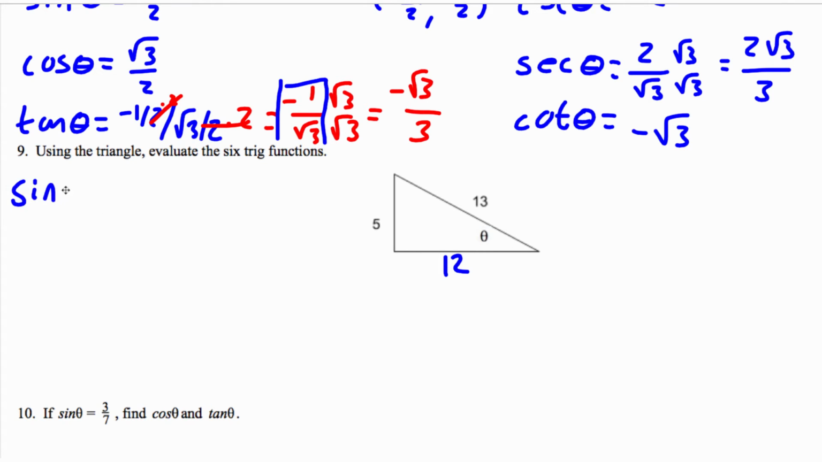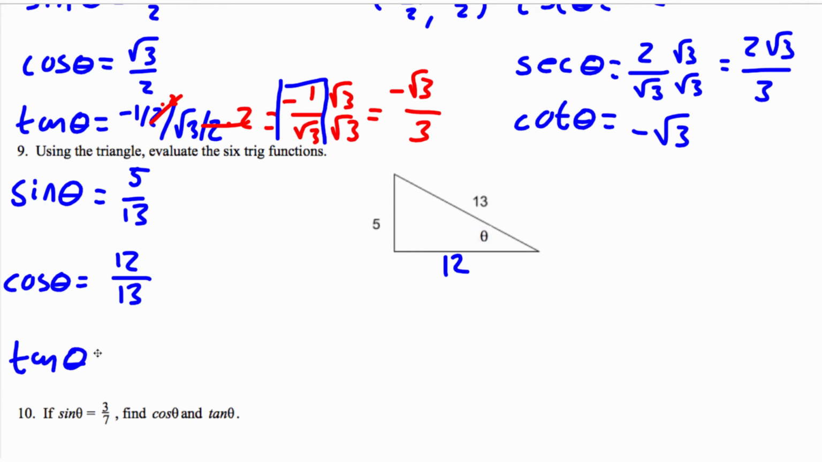So if we do the sine of angle theta, when we're looking at a right triangle, sine uses the opposite side and the hypotenuse. So it's going to be 5 over 13. For the cosine of angle theta, cosine uses the adjacent side, so that 12 that we just found, over hypotenuse 13. The tangent uses the opposite side, which is 5, over the adjacent side, which is 12. So those are our 3 basic ones, and then we've got all of those reciprocal functions.